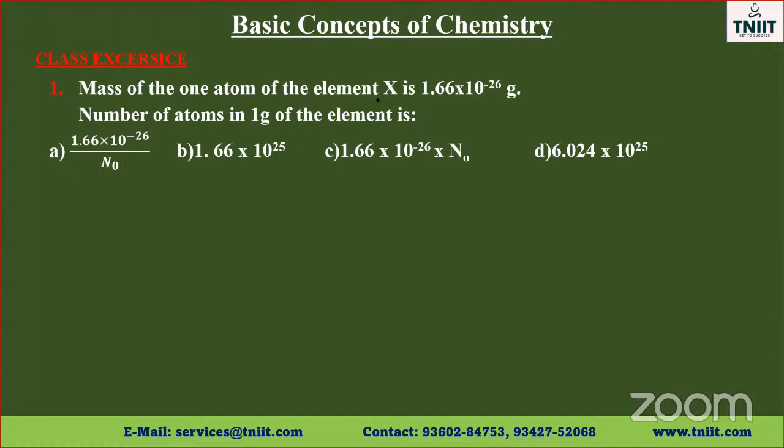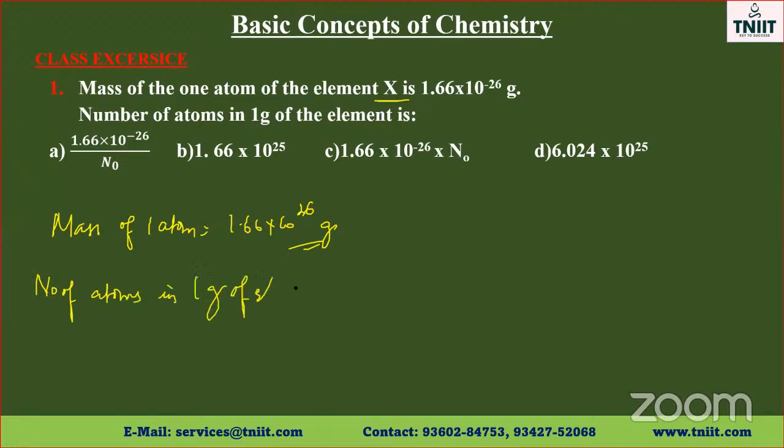The mass of one atom of an element X is given as 1.66 into 10 power minus 26 grams. What we're supposed to find is the number of atoms in 1 gram of the element. So they're asking you to find the number of atoms in 1 gram of the element.